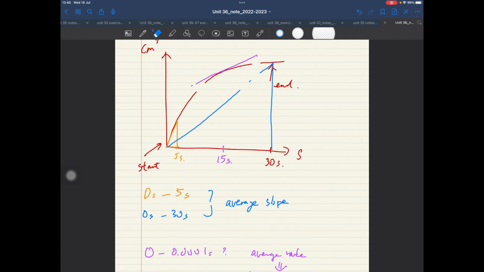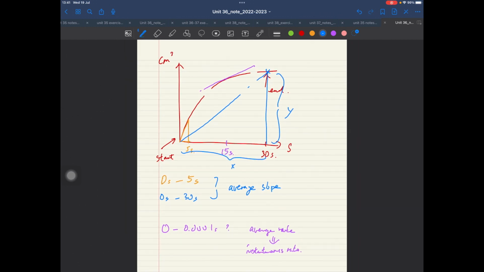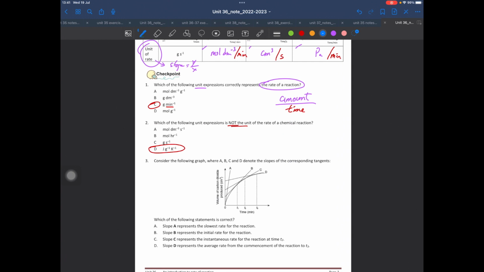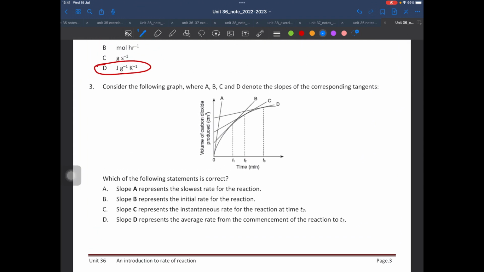So what about the calculation of FH rate? Easy. Just calculate the change of y over change of time. It's okay. So this is the difference between the FH and instantaneous rate. And now you see question 3. Well, we have A, B, C, D, 4 slopes. And which of them is correct?